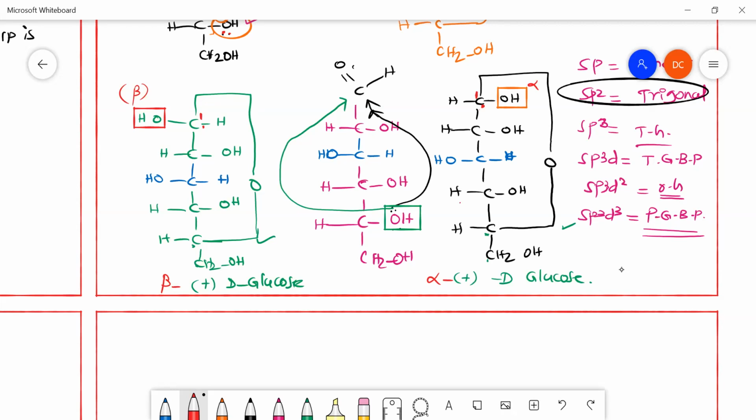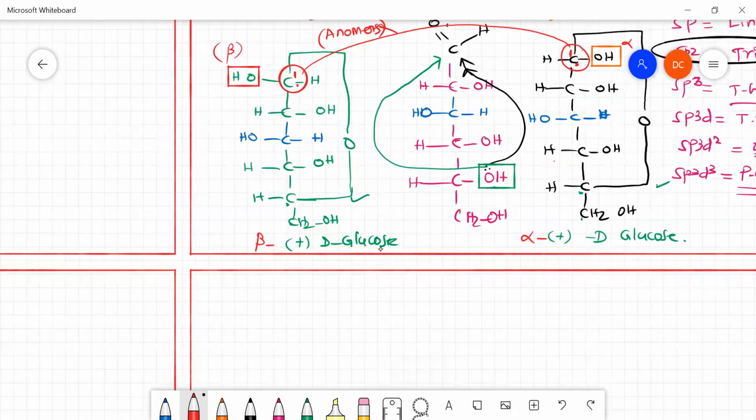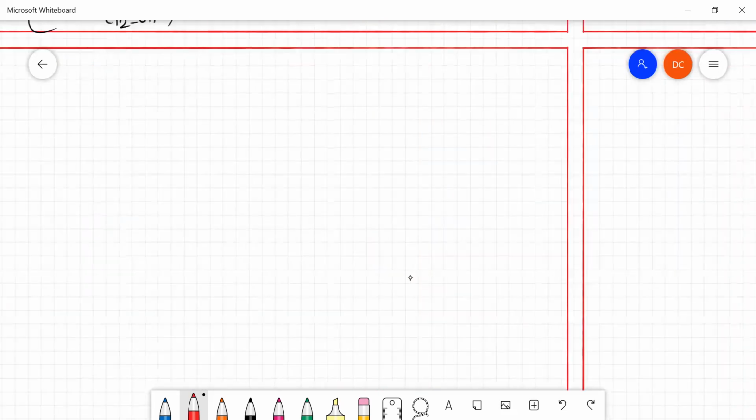And these two are anomeric carbons. The first carbon, this carbon and this carbon, are commonly called anomers. What do you mean by anomers? The only change is, if you flip the first carbon, the position will change. The beta will become alpha, alpha will become beta. That's it. That's what is called anomeric carbons. Okay, that's called anomer. And we know the alpha D glucose structure and beta D glucose structure, the entire structure of alpha D and beta D glucose now.